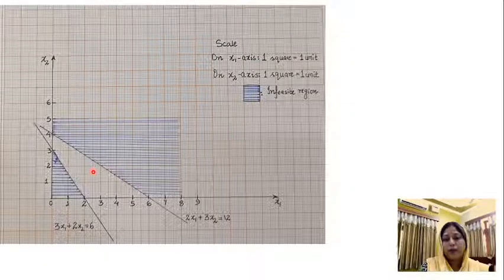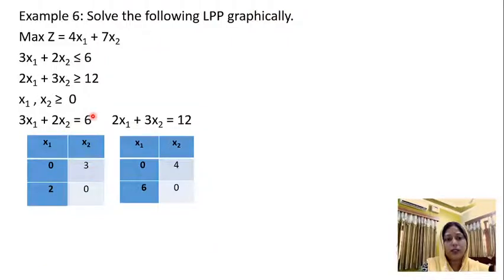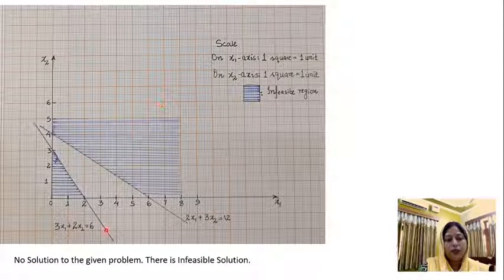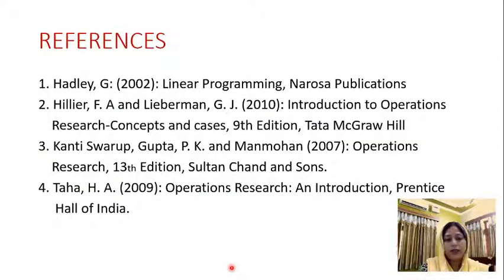So such problems will never occur if all the constraints are of the less than equal to type. So no solution to the given problem. There is infeasible solution. These are the references.